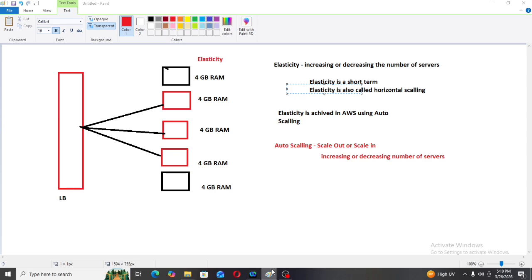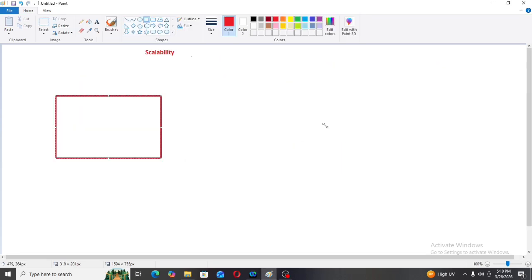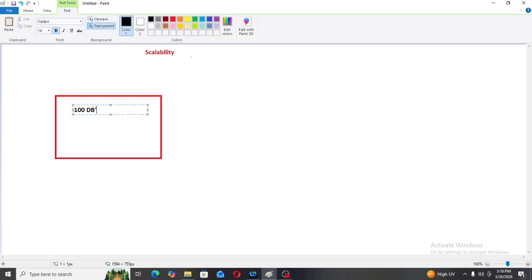Let's assume we have one huge server. In this huge server, we have 100 databases, and it contains 1 terabyte of space. And let's assume that this server has 16 GB of RAM. So we have one huge server with 100 databases, 1 terabyte of space, and 16 GB of RAM.